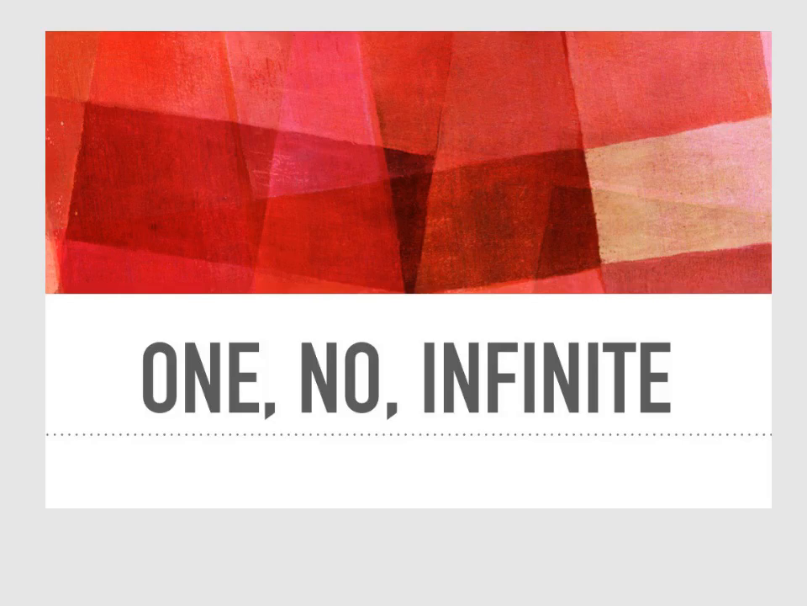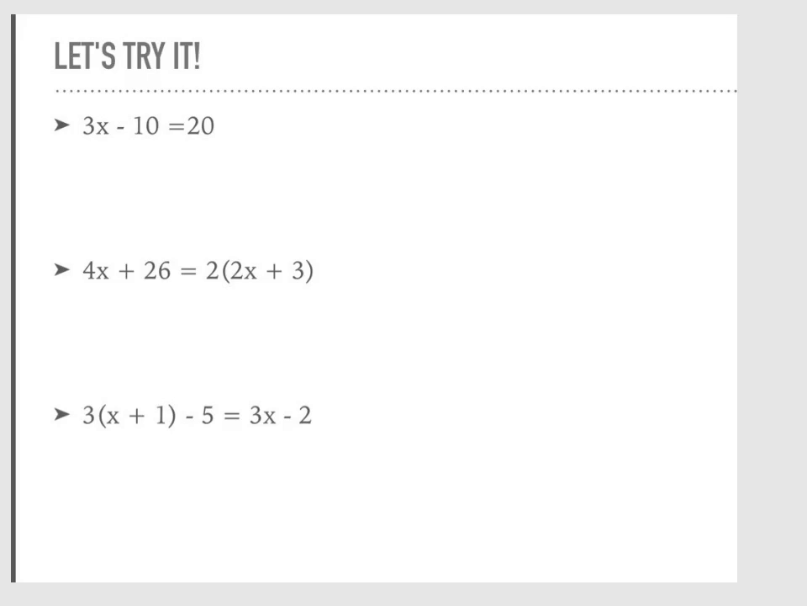Alright, we're going to be looking at one solution, no solution, and infinite solutions. We're going to start with these three problems. The first one says 3x minus 10 equals 20. Remember, if it helps you, go ahead and start with that line down the middle. We find my variable, which is the x, and it has a 3 with it. So I'm going to work away from it.